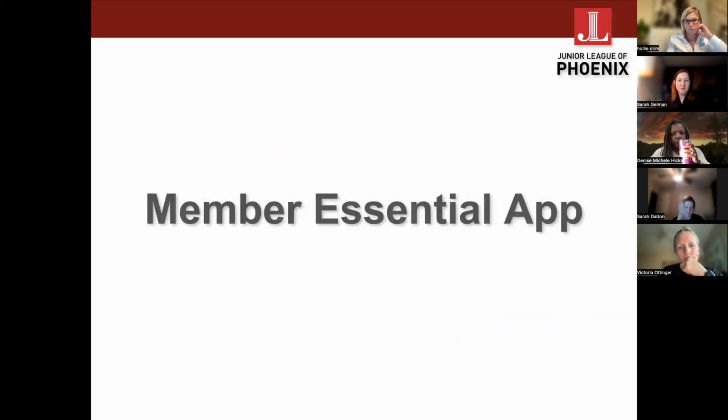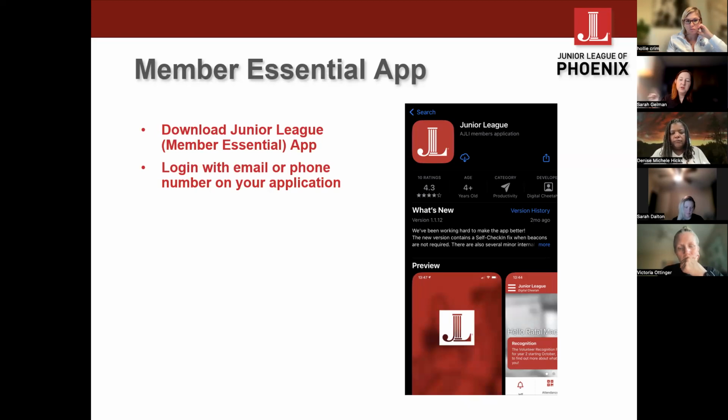All right. So the Member Essentials app, you can either search Junior League or Member Essentials. It will look like this. And then you will log in with either the email or phone number that you put on your application. I know when I logged in, I had to request my username. And then I'll show you how to change that later. So you might need to request your username. You might need to request your password as well when you're logging in.